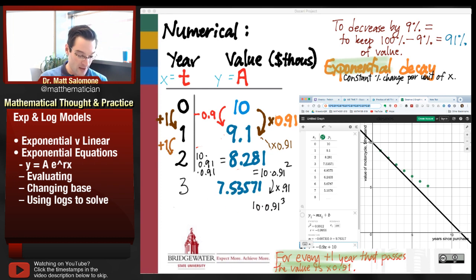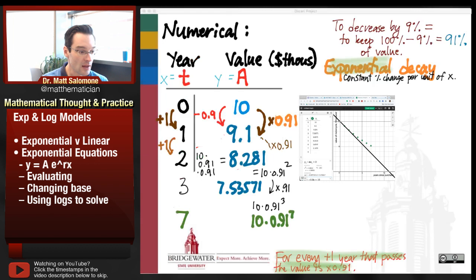So in year 7, which was the year that's supposed to answer this problem, right? In year 7, the value that I should get is 10 times 0.91 to the 7th power. And indeed, if we evaluate that out, that's what gives me this 5.1676.